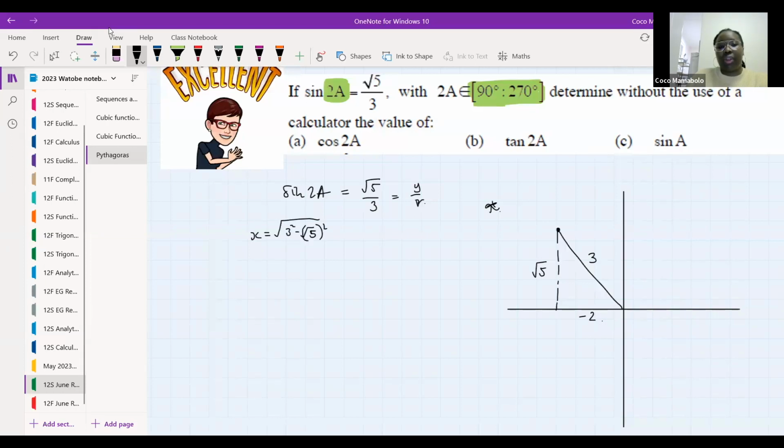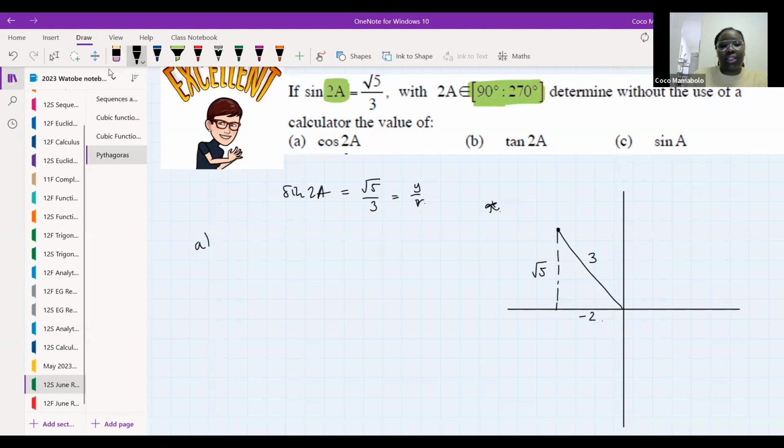Excellent, guys. Awesome. All right, there we go. Okay, so we should get -2 as an answer for our x values. Excellent. All right, so let's start with A. Now, A says they want the sine of 2a. Oh, sorry, the cos of 2a, right?